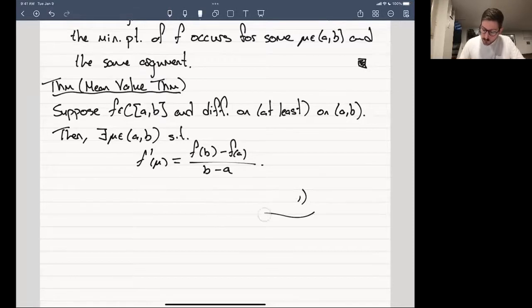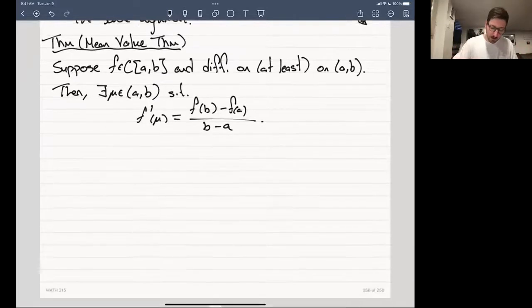Now, why is Rolle's theorem an immediate corollary of this? Well, if f of b is equal to f of a, the right-hand side here is equal to 0, which tells us from the mean value theorem that there's a point where the derivative is equal to 0. So Rolle's theorem immediately comes from the mean value theorem, even though I proved it in a completely different way, right?